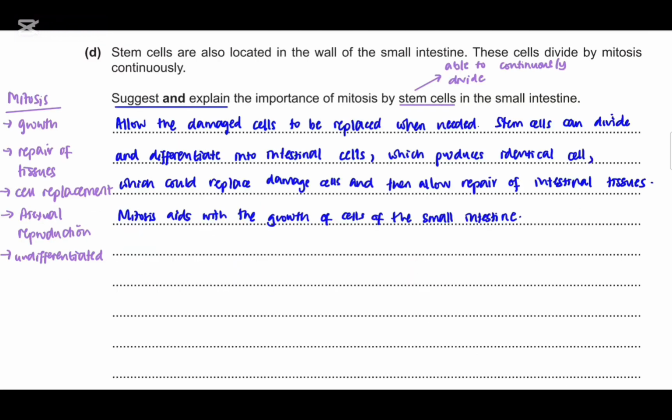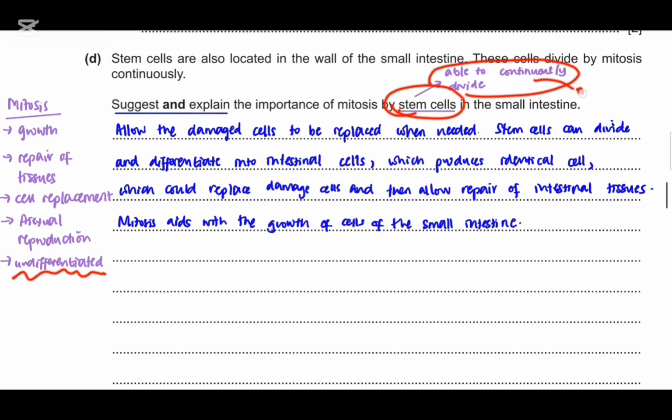Alright, next, last but not least, stem cells are located in the walls. They divide by mitosis. Make sure that you know what mitosis is. Basically, it is nuclear division causing the cell to divide, producing genetically identical daughter cells. So I want us to suggest and explain the importance of mitosis by stem cells in the small intestine. Make sure you know what stem cells are. Stem cells are basically undifferentiated cells which have the ability to continuously divide by mitosis.